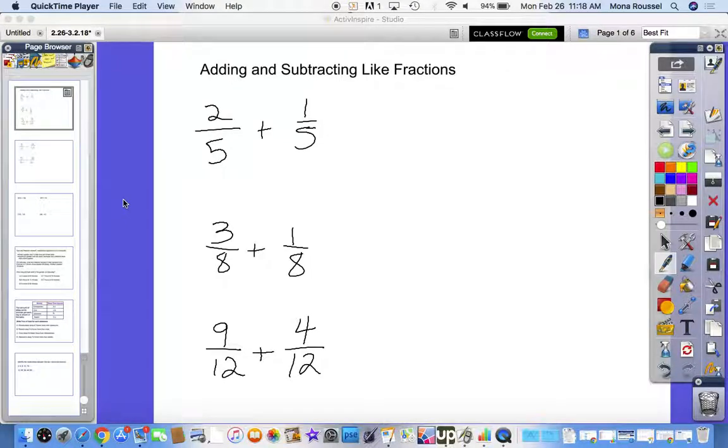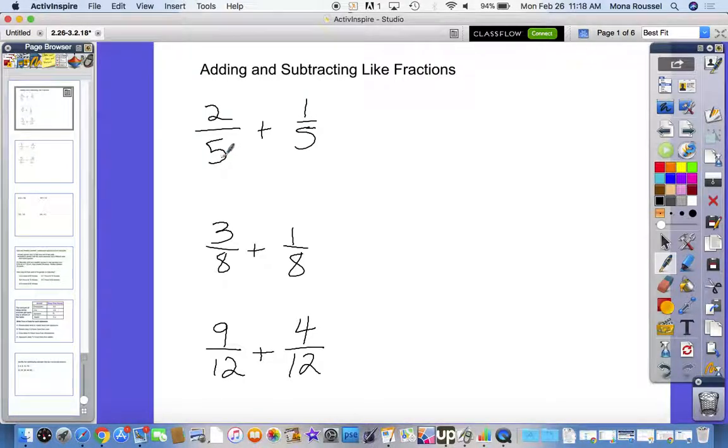When adding and subtracting like fractions, we have to first keep in mind what like fractions means. Like fractions means that the denominators are the same, so you can see in all these examples. In this fraction, the denominator is 5, in this one it's 5. Both of these denominators are 8, both of these denominators are 12. So in another lesson, we'll learn how to add and subtract unlike fractions.